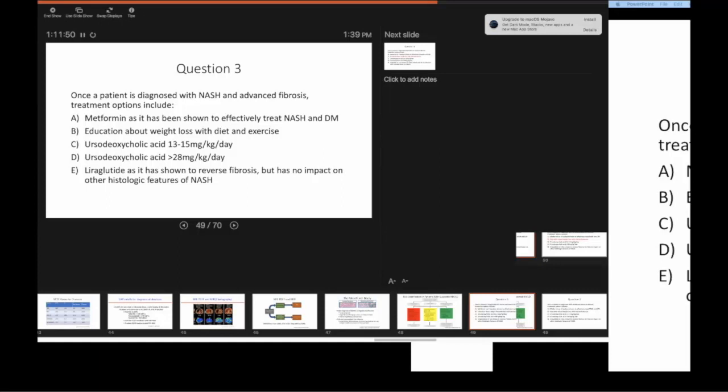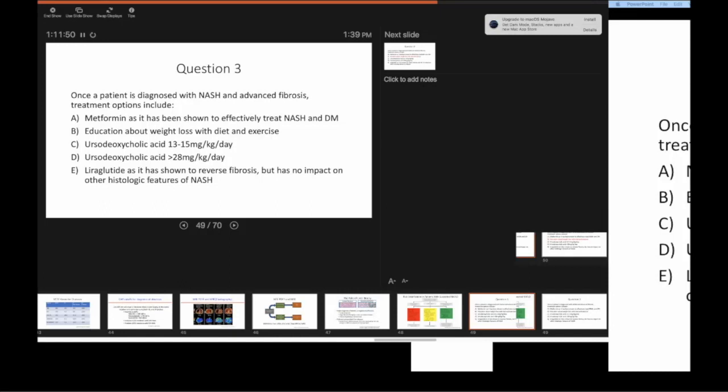So once a patient is diagnosed with NASH and advanced fibrosis, treatment options include metformin, as it's been shown to effectively treat NASH and diabetes, education about weight loss with diet and exercise, ursodeoxycholic acid, 13 to 15 milligrams per kilogram per day, or liraglutide, as it's shown to reverse fibrosis but has no impact on other features of NASH.